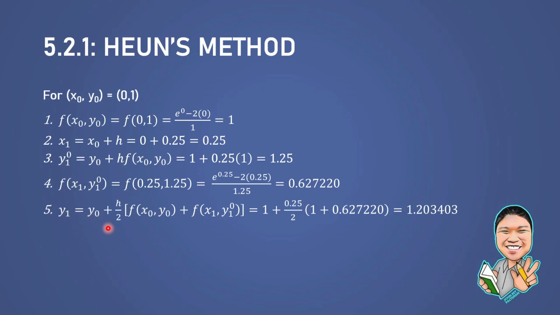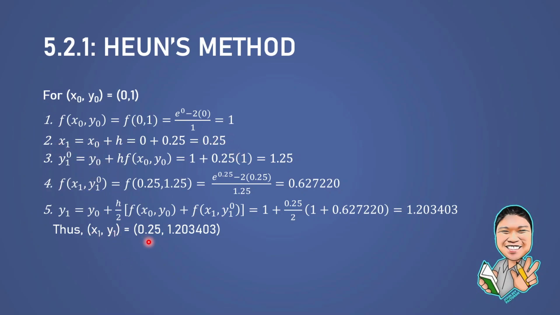That is equal to y sub 0 plus h over 2, the quantity of f of x sub 0, y sub 0, plus f of x sub 1, y sub 1, 0. So, kumbaga, yung y sub 0 is ito nga, yung given na original na 1, plus yung h is 0.25 over 2. Then, from step 1, yung value nito is 1, and from step 4, yung value nito is 0.627220. Just evaluate this one. Ang mahahanap ninyo is 1.203403.